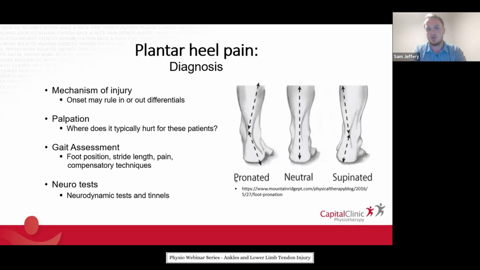So we use some neurodynamic tests and Tinel's tests, particularly because plantar fascia pain can be described as a burning sensation. We want to make sure that we've got the source of the pain correct, and we can do neurodynamic tests to assess neural tension, and we can do a Tinel's test if we think that that's a potential pain source.